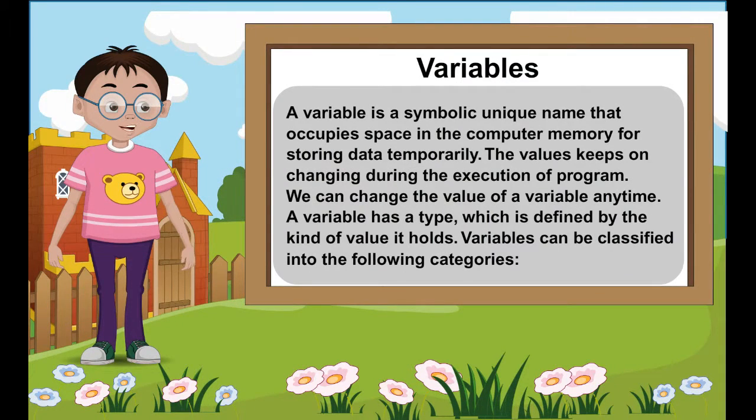Variables. A variable is a symbolic unique name that occupies space in the computer memory for storing data temporarily. The values keep on changing during the execution of the program. We can change the value of a variable anytime. A variable has a type, which is defined by the kind of value it holds. Variables can be classified into the following categories.